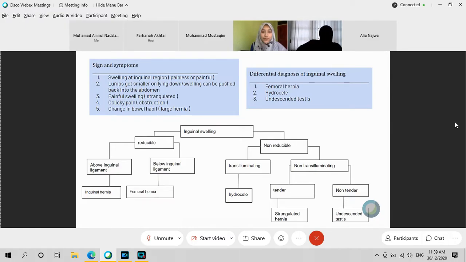Continue. Okay. So, sorry, I just picked 3. It's femoral, hydrocephalic, and undescended testis.